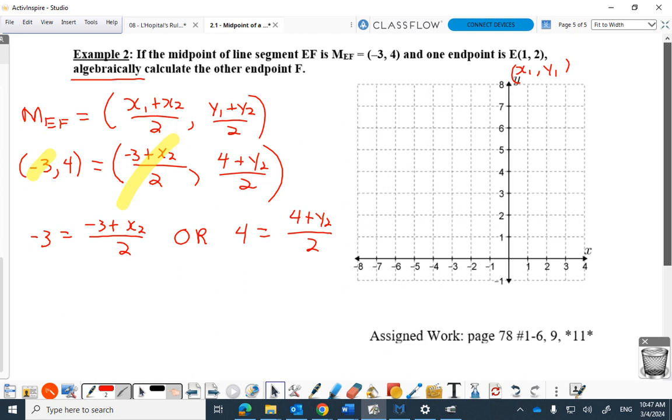Which one do I solve? I'll go after the first one, and we'll see if it's enough to get me the answer. Opposite of dividing by 2 is multiply by 2, so that 2 comes over and multiplies. That's not so bad. And then the opposite of the negative 3 there is add 3, so I'll move that over.